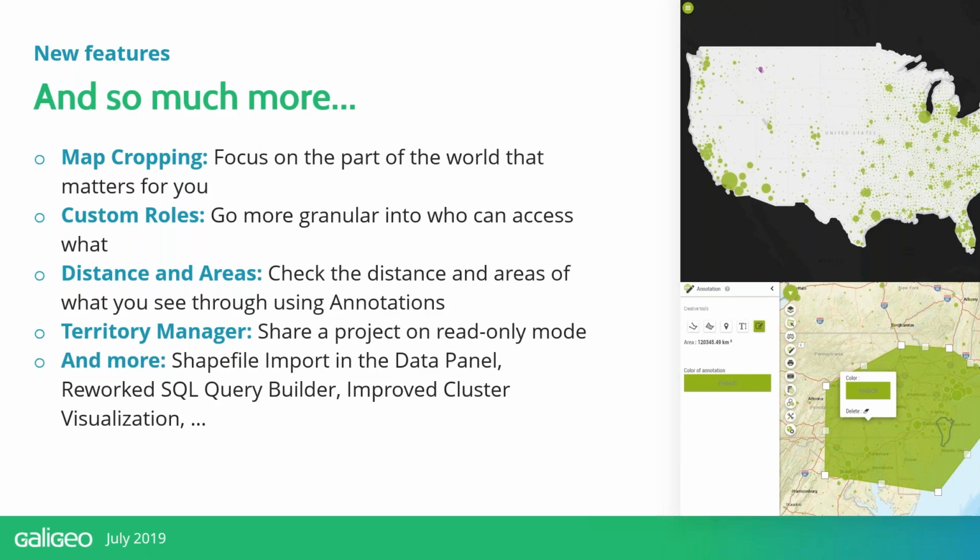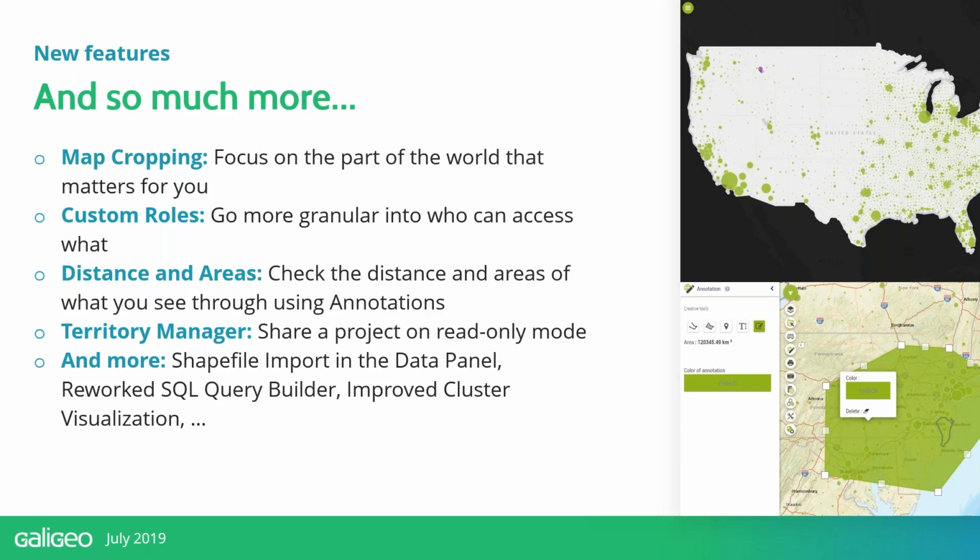You can now import a shapefile directly in the data panel, so in self-service mode, and you can pass it the zip directly. Before that, you needed to extract the zip file of the shapefile, get the 4 files from it, and put them in Galigeo. Right now, you can just put in the zip and it works.